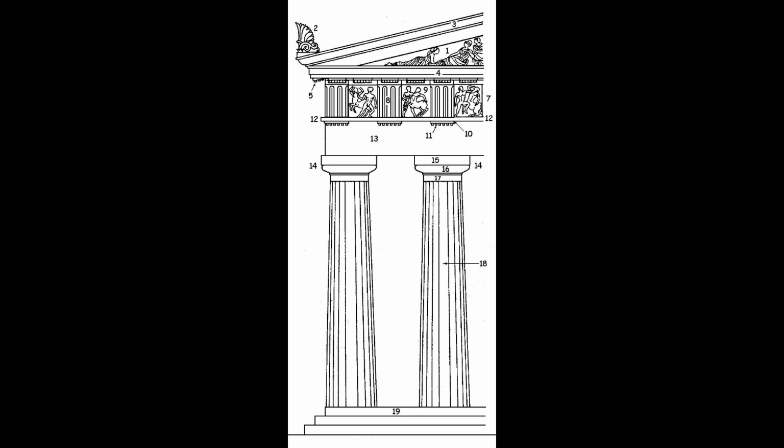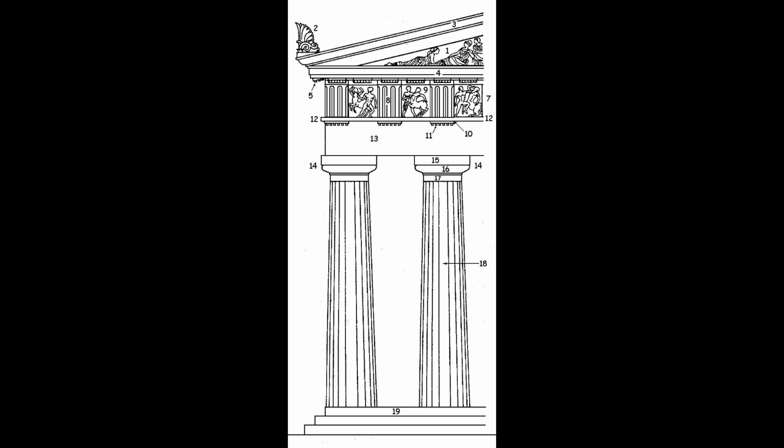Seldom the shaft was monolithic. In most cases it consisted of several drums which were placed on top of each other. The Doric capital is very simple and consists of only 3 parts. Above the necking, which is called hypotrachelion and bears the number 17 in our image, there is a conic section, the echinus. Number 16. Above it there is number 15. It is a square slab of stone, the abacus on which the entablature rests.